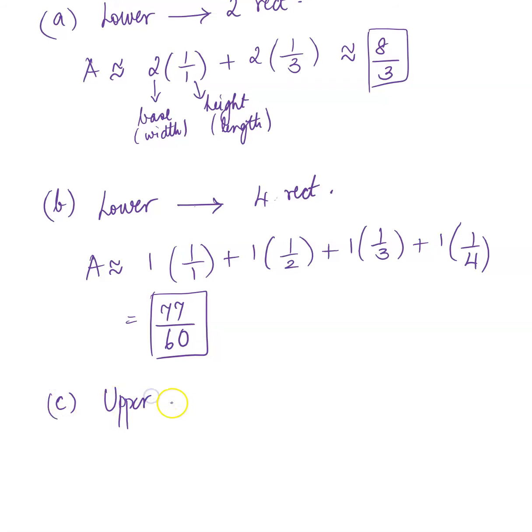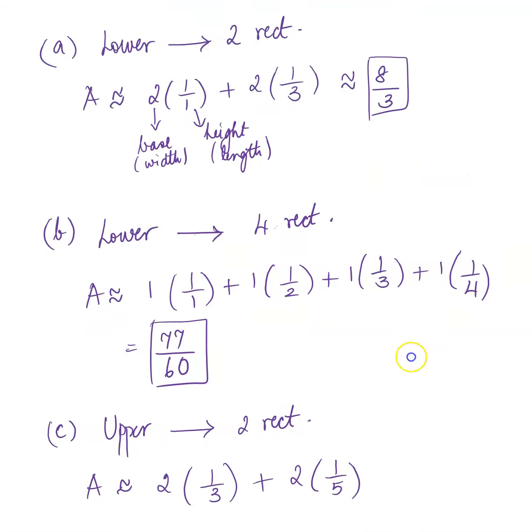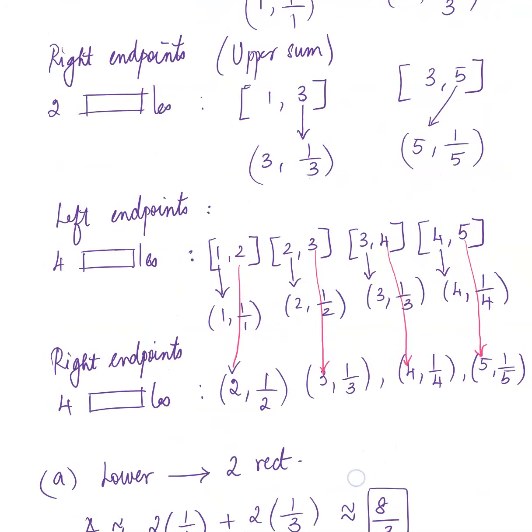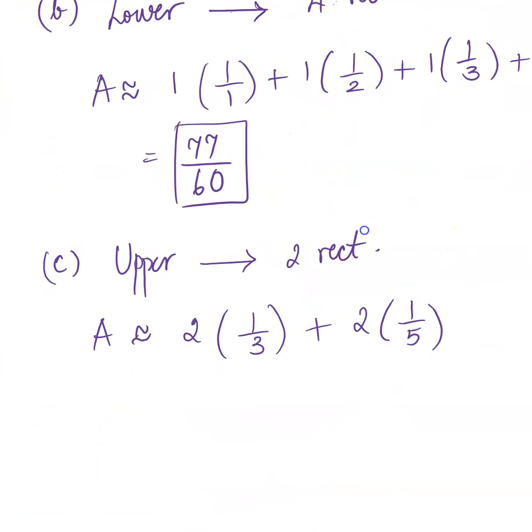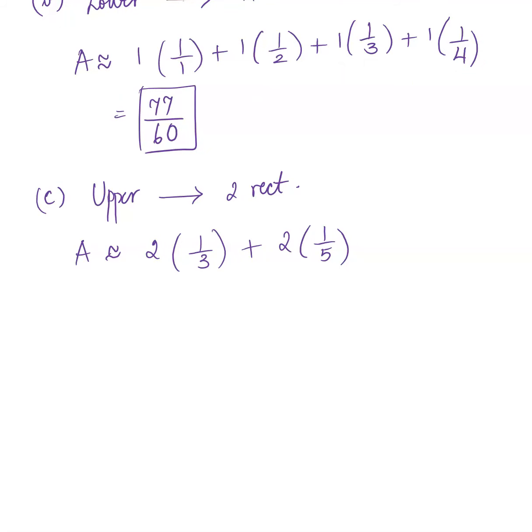C was upper with 2 rectangles. And the width is 2, you know that. And that's going to be 1 over 3 and 1 over 5. Let me quickly take you back there. I should show that to you. The right end point, right? Upper is right end point, so the y coordinate is 1 over 3 and 1 over 5. And the width was 2. Okay. And then that approximates to 16 over 15.